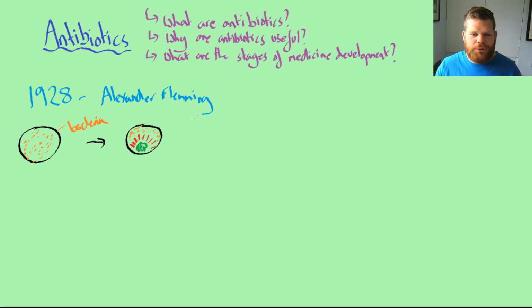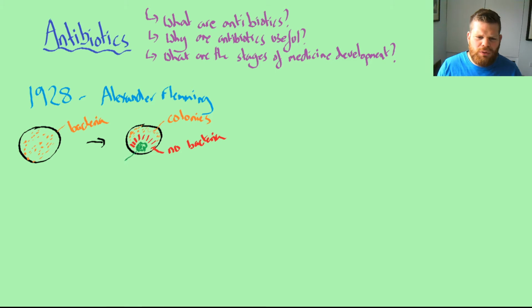Now, a couple of really useful key terms here. These little dots, because whenever you do an agar plate, you get lots of little dots of bacteria, are called colonies. Okay, so these are colonies of bacteria. Now, there was an absence of these colonies around the mold. So there was no bacteria. So he wondered what this might be producing to stop the bacteria from growing.